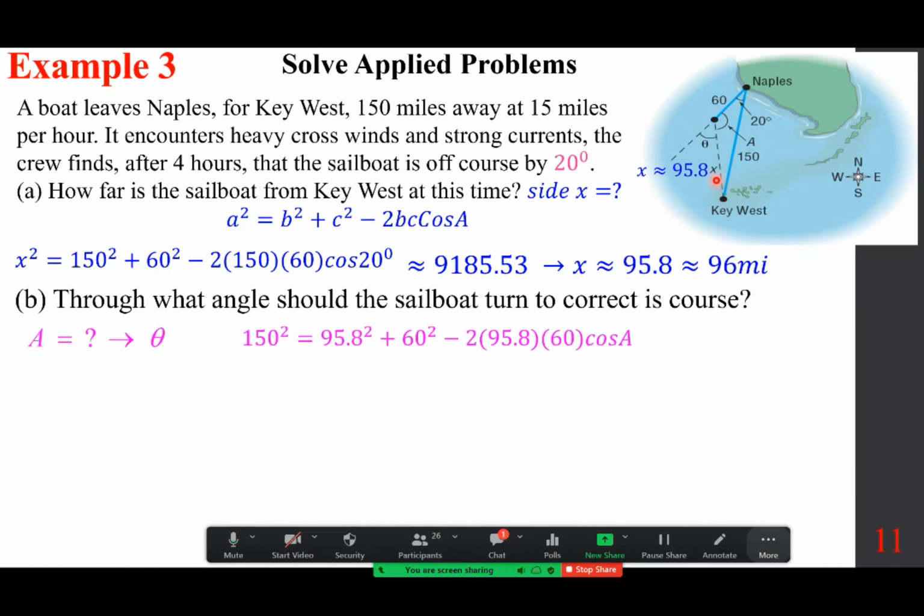The other two sides, one of them is 95.8 squared, one of them is 60 squared, minus 2, multiply the two, cosine A. And again, at this point, you use the calculator. So what happens is we can square this one and this one and subtract from it, multiply this number, you get this one. So cosine A is the ratio of 9684 to minus 11,520.